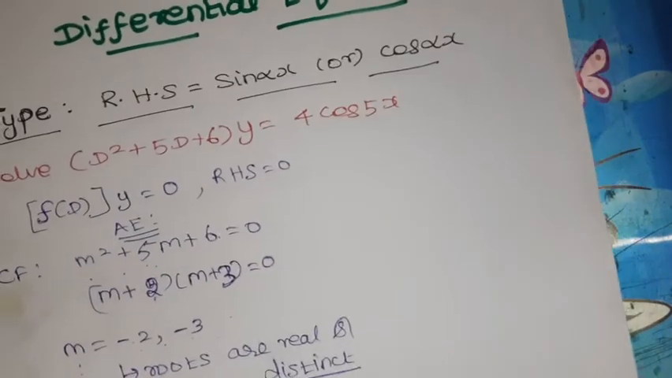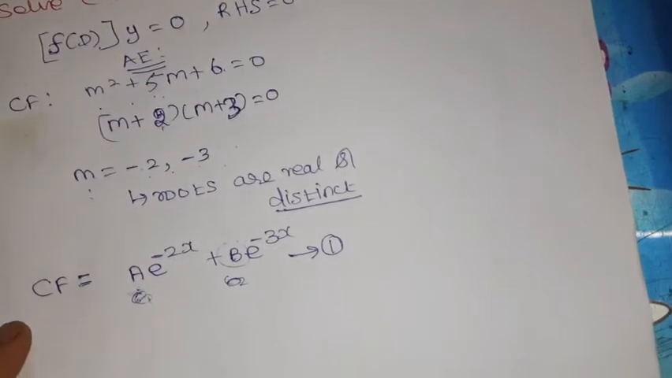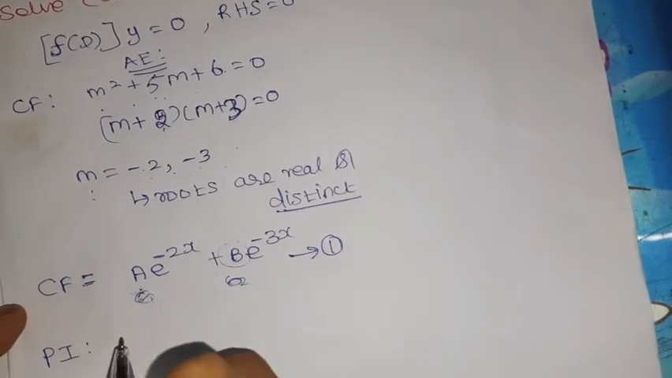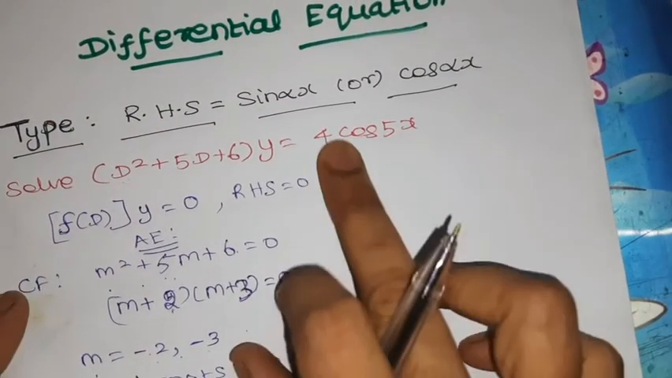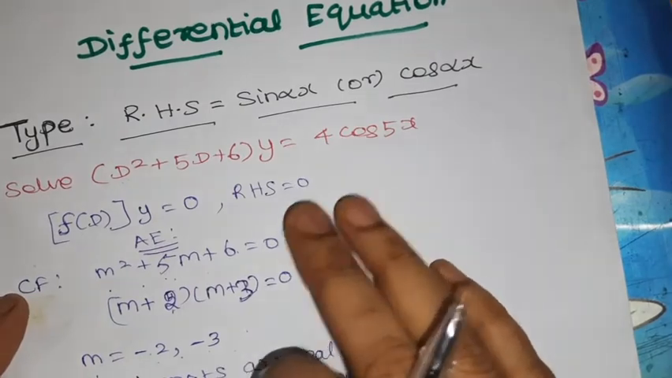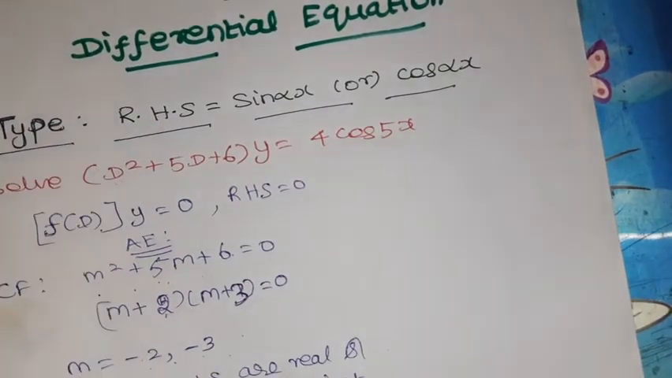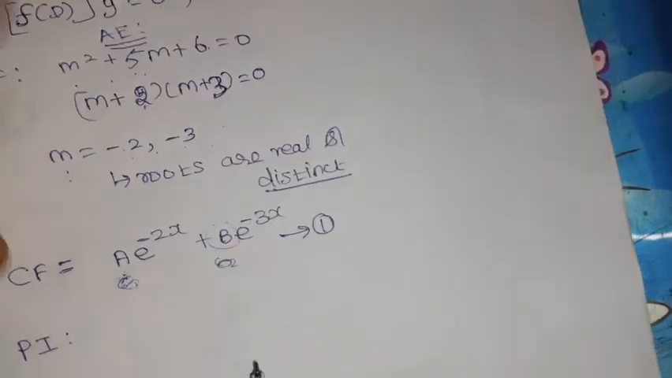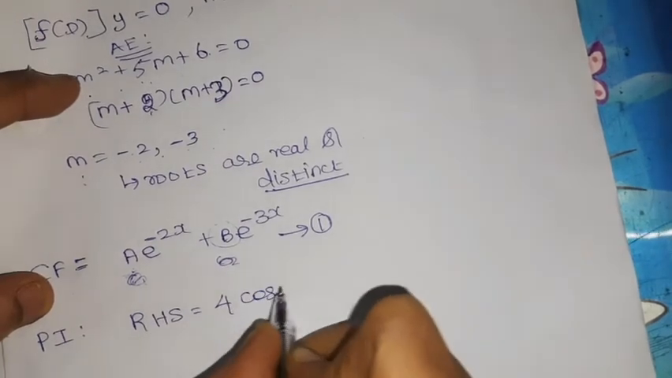Next, what is the step? We need to find the particular integral. For the particular integral we use the RHS, where the RHS is given as a cosine function. We'll see that for sine and cosine functions the procedures are the same. What is the RHS? RHS equal to 4 cos 5x.